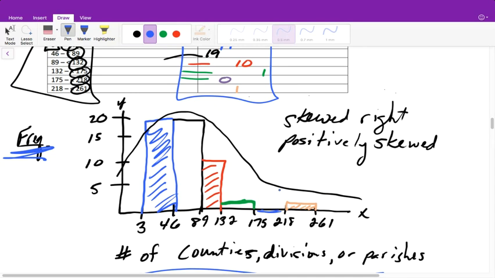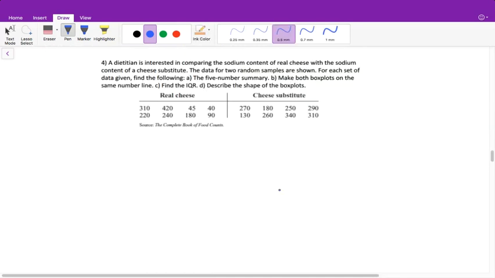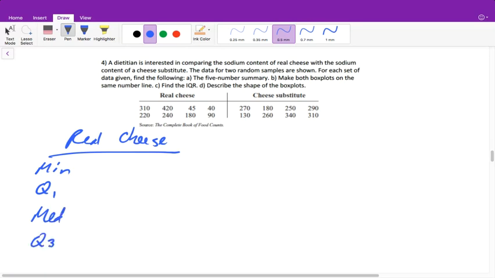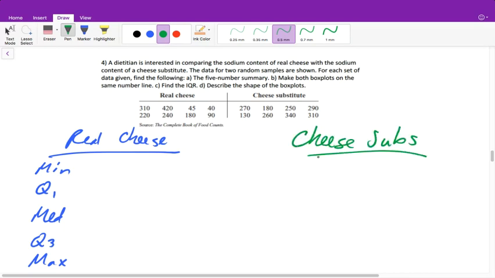All right, let's move on to the next question, number 4. All right, so for this one, you have multiple questions. So I'm going to just go ahead and rewrite these as real cheese. So we need to find our minimum, our Q1, our median, our Q3, and our maximum. And then we also need to do that for cheese substitute. All right, so I don't care how you do this. I think it's actually beneficial, though, if you use your calculator because it'll be quicker. But you just need to go ahead and find your 5-number summary.